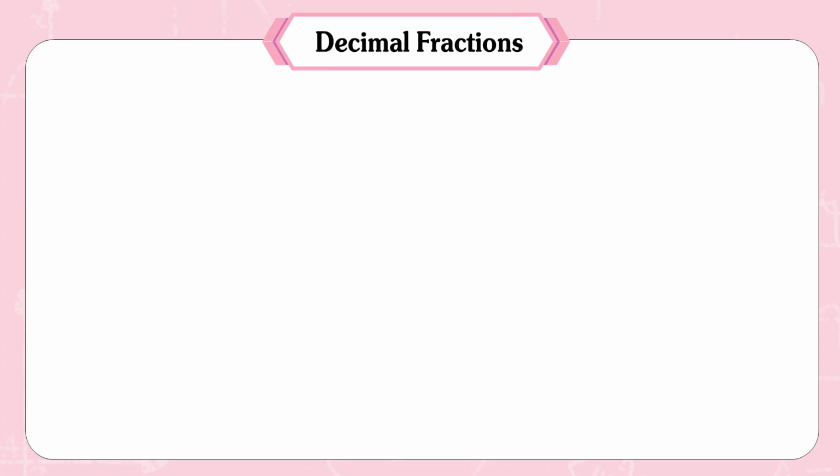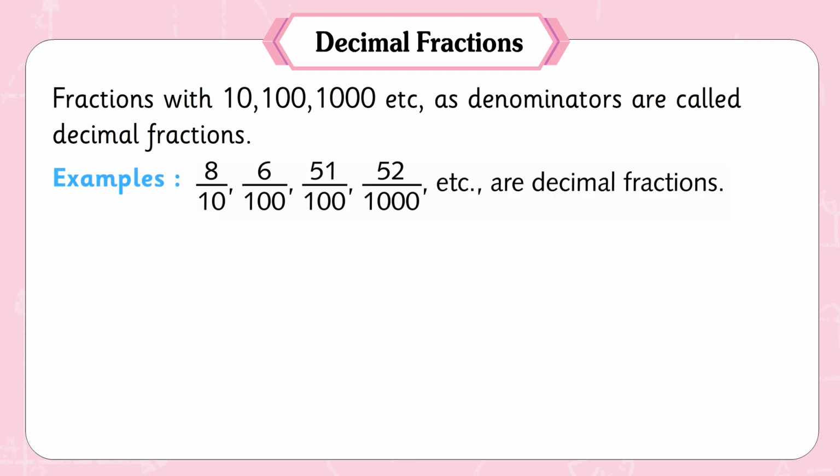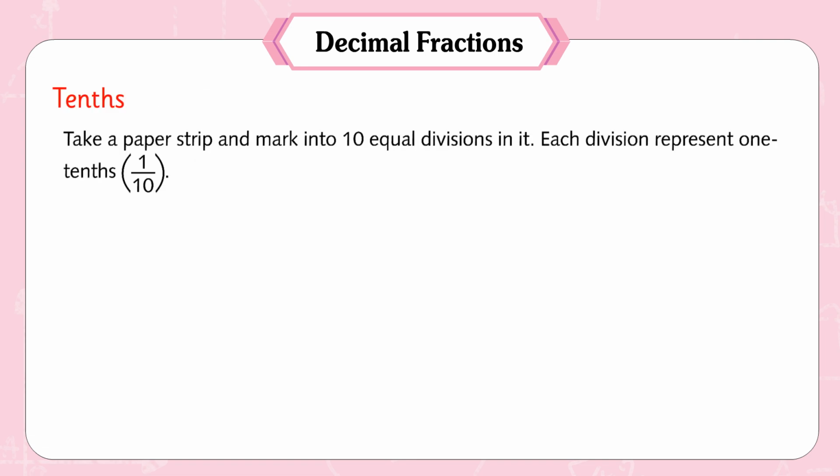Decimal fractions. Fractions with 10, 100, 1000, etc. as denominators are called decimal fractions. Examples: 8 by 10, 6 by 100, 51 by 100, 52 by 1000, etc. are decimal fractions. Tenths. Take a paper strip and mark 10 equal divisions in it.